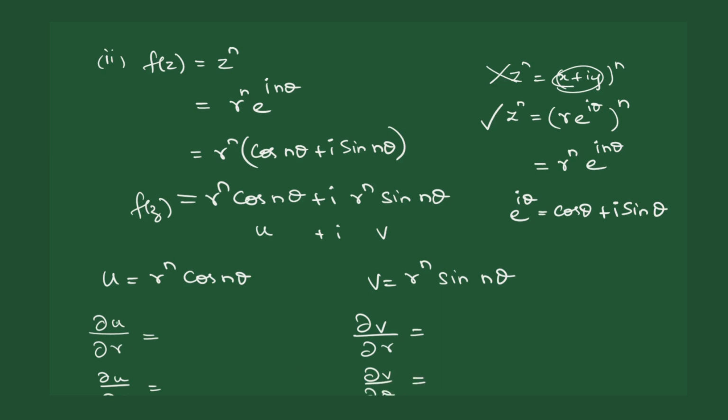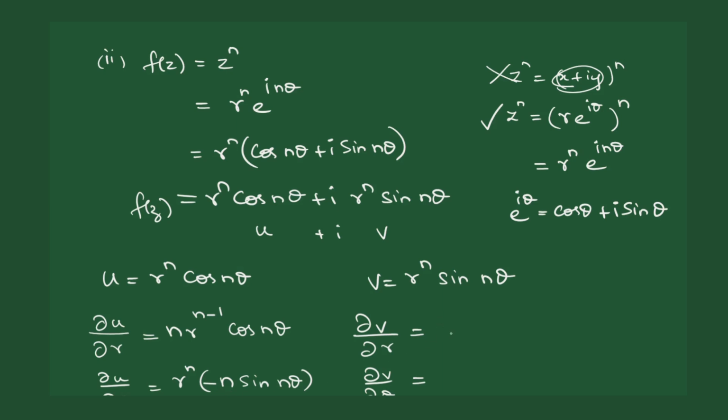Clear? So again, with respect to r and with respect to θ. What is the partial derivative of u with respect to r? Here we have r^n, so this can be written as n into r^(n-1) while differentiating, into cos nθ. While differentiating with respect to θ, r^n remains the same, but the differentiation of cos nθ is what? Minus n sin nθ, because the differentiation of cos is minus sin. Moreover, we have nθ, so we have to multiply by n.